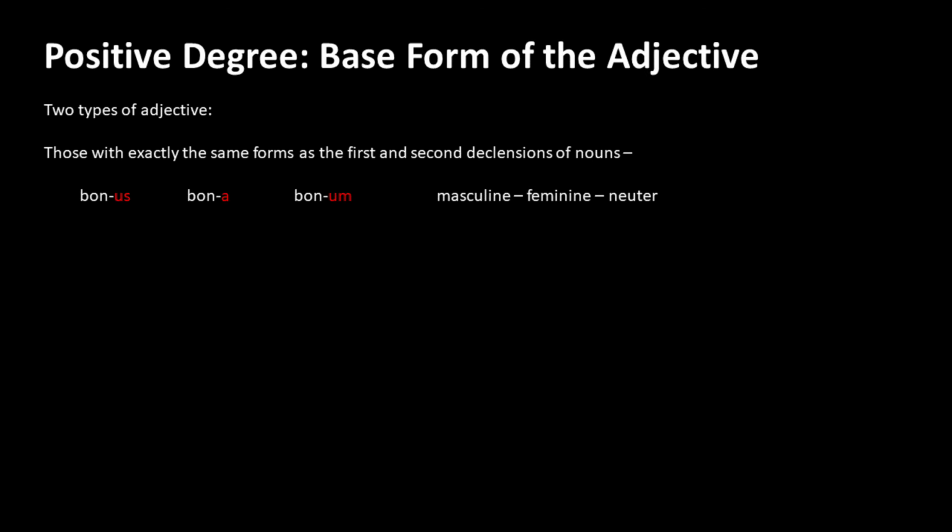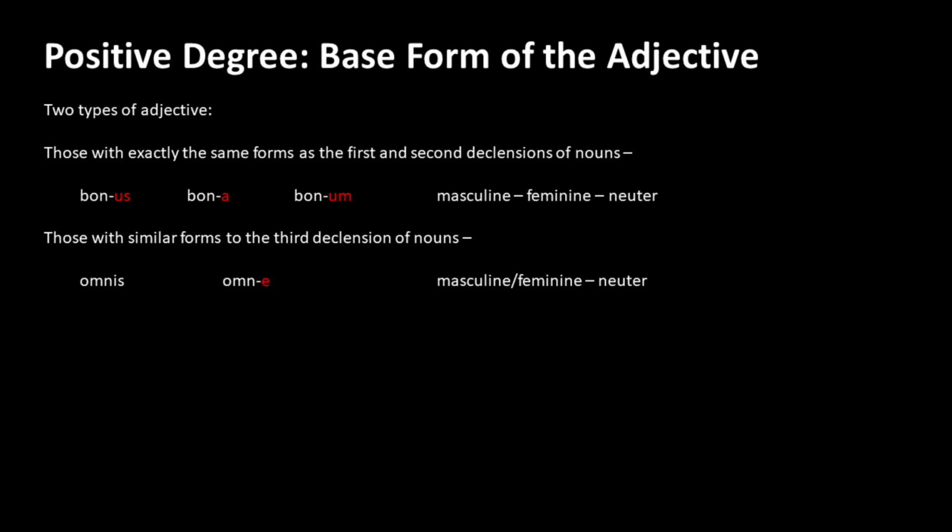Then we have a smaller, but still a significant number, that do not have identical, but that do have similar forms to those of the third declension of nouns. For example, there is omnis and omne. I will explain both these forms in more detail very shortly.